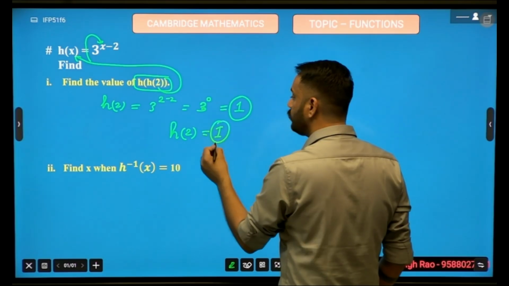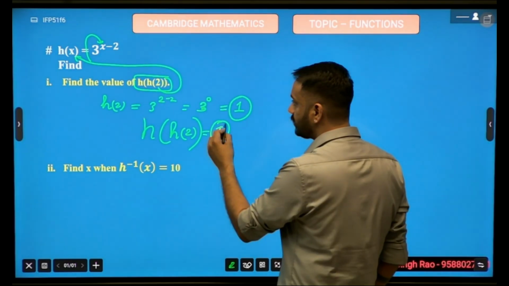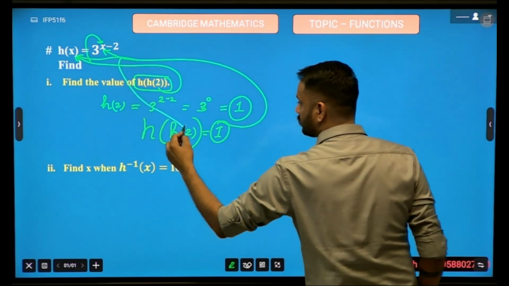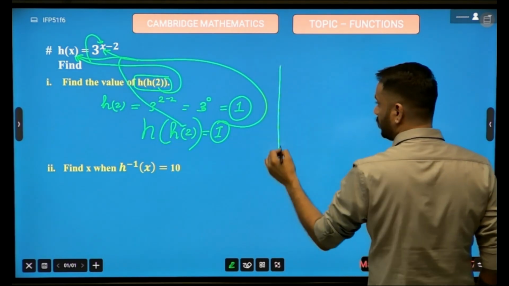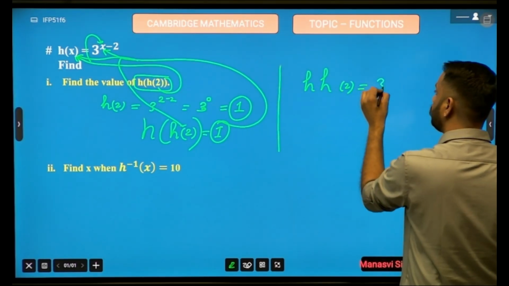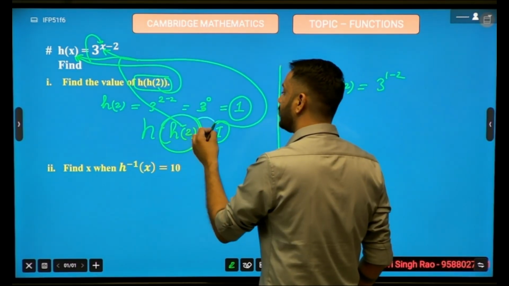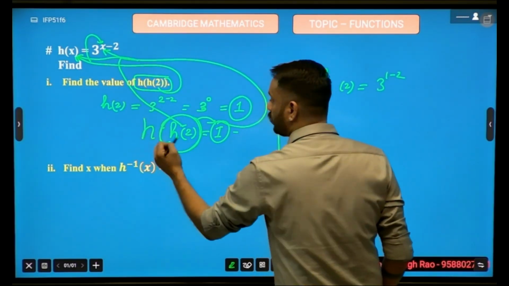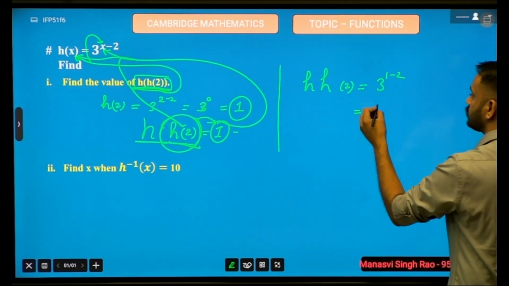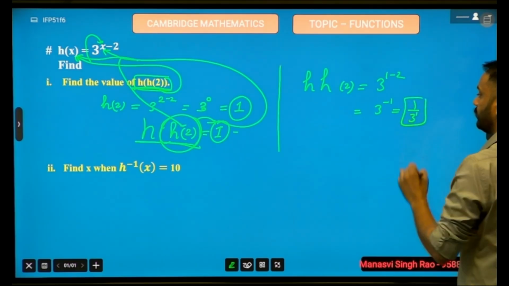Now this value again I need to put in the h function. So that means this value I need to put again here, in this function. So here this will become h(h(2)) is equal to 3 to the power 1 minus 2. Why did I put 1? Because I already solved this and the answer of this was 1. So now I put 1 to get this whole answer. So 1 minus 2 is minus 1. So 3 to the power minus 1 is 1 upon 3 to the power 1. So this is your answer.